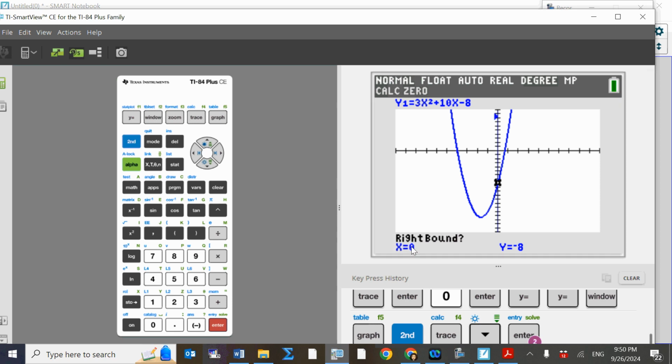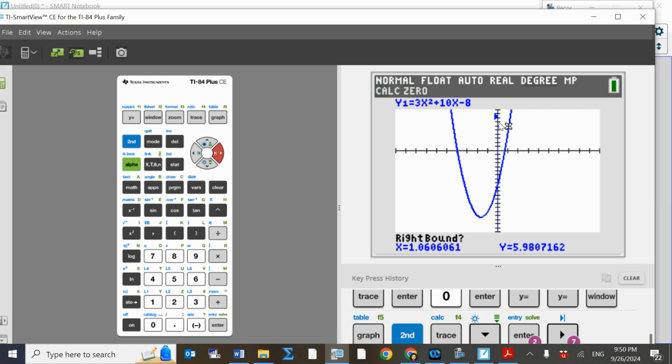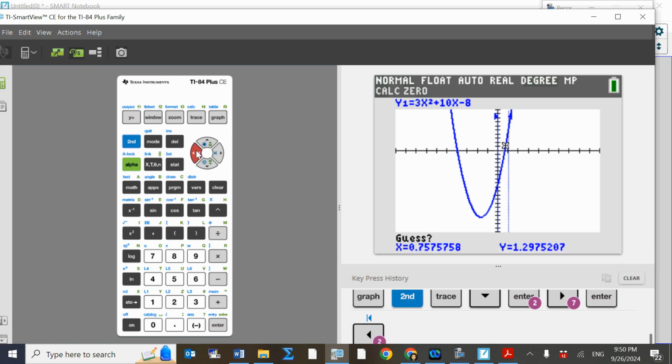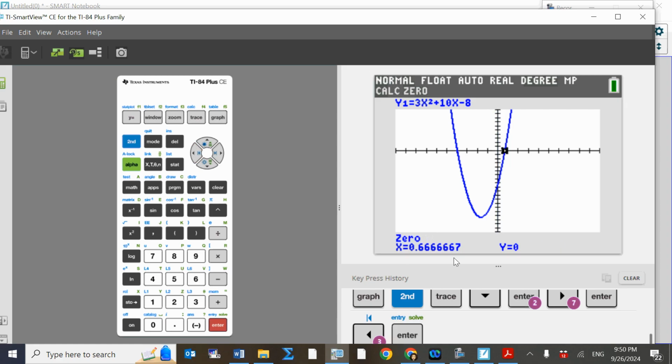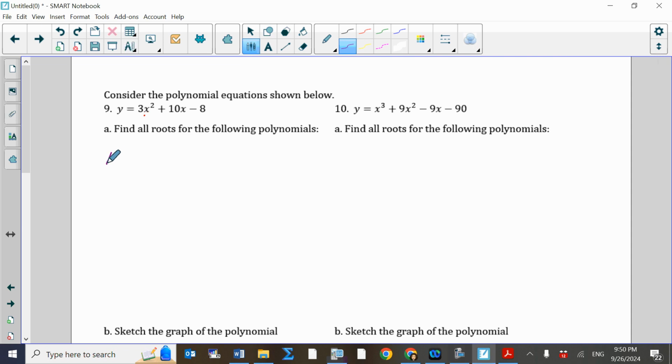And then what is the right bound? Move the cursor to the right side of this point. Somewhere around here, enter. Now it's asking, what is your guess? Move the cursor almost to the top of the root here, the x-intercept here. This is not the exact value. You need to press enter to get the exact value. It's 0.6. So the first root is at 0.6.